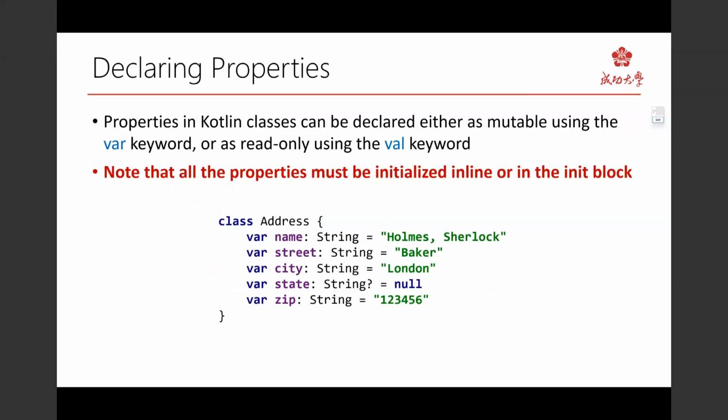So now let's move on to properties and the fields. Properties in Kotlin classes can be declared either as mutable using the var keyword or as read-only using the val keyword. We talked about the differences between var and val in the beginning, in the previous hour. Another thing to note is that all the properties in a class must be initialized inline or in the init block. Otherwise, the compiler is going to generate a lot of complaints.